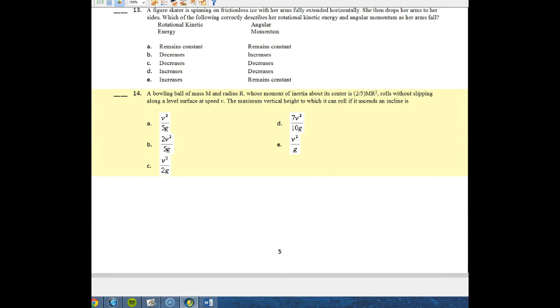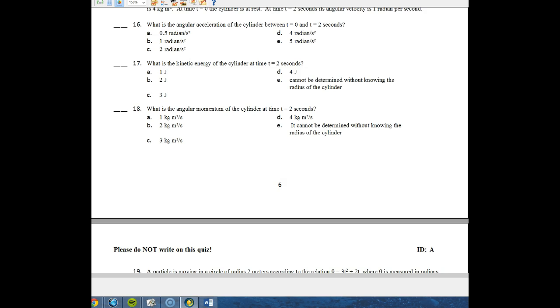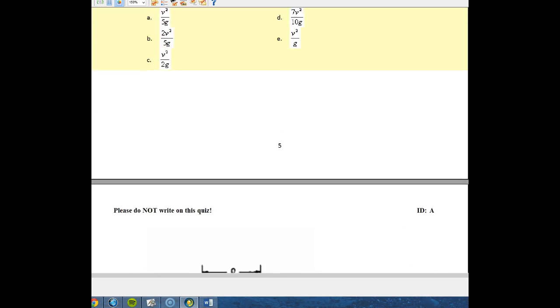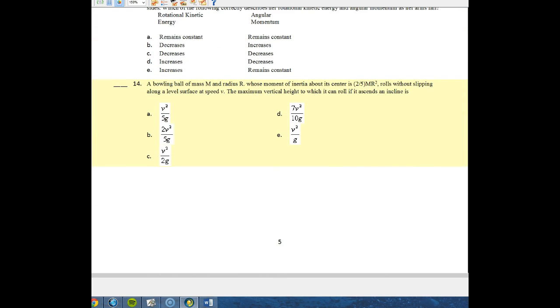For the next problem, it says you have a bowling ball of mass M, and it has a radius of R. So we'll move back up to this one again here. It says the moment of inertia of the ball about its center is 2/5 MR squared. It rolls without slipping along a surface, speed v. They want to know how high it will roll. So this one's kind of cool because this ball has both translational or linear, and it has angular kinetic energy. Kinetic energy we know for linear is 1/2 mv squared.